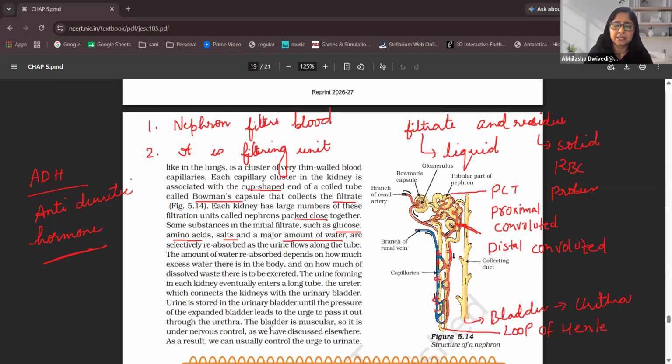Okay, and there is interesting, important information that the bladder is muscular. It is under nervous control, but the detail of the nervous control you don't have to do at all, so nothing to worry about. In CBSE, it's very limited. As you can see, only this much is there, but still it is confusing.